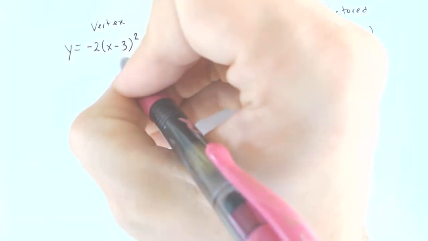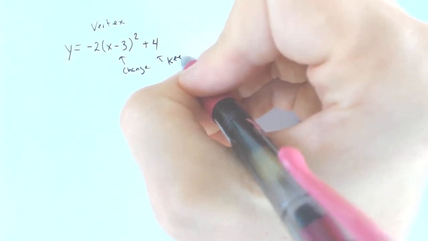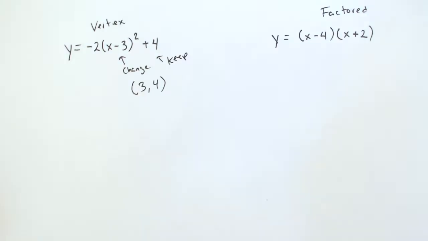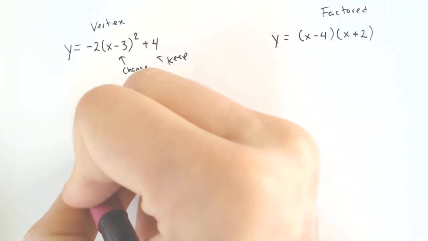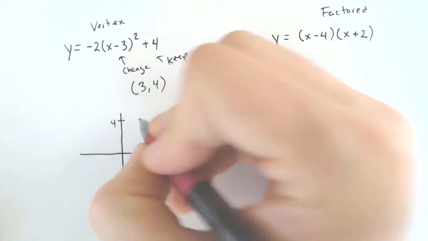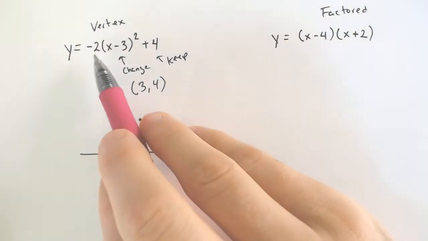Vertex and factored form. Vertex form is what I call change the sign, keep the sign, and it is the function transformation format, which makes the vertex change, keep: 3, 4 in this case, right by 3, up by 4, dot. And for me and my students, I really only care about making sure the parabola faces the right direction and you have the right vertex with vertex form.